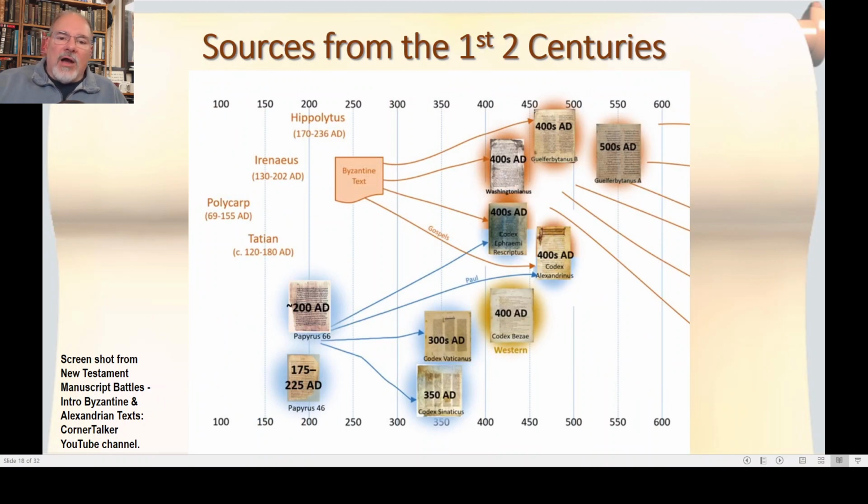Now, how about anything earlier than that? Now, the Byzantine text type is representative in Hippolytus, Irenaeus, Polycarp, Tatian. So these are early church fathers.